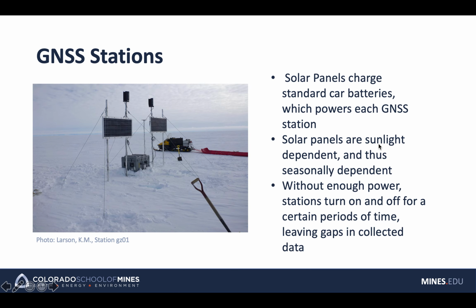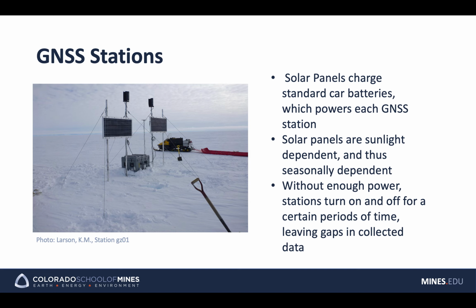Each GNSS station contains solar panels, batteries, and antenna receivers. The solar panels charge standard car batteries which power the antenna. However, since solar panels are sunlight dependent, the car battery charge is dependent on sunlight, and the stations will turn off when they don't have enough power. Sometimes they turn off for many months during the wintertime. Other times, a sunny day will cause them to turn on for a few days before turning off again. As a result, the data that is collected can be left with gaps in the time series.